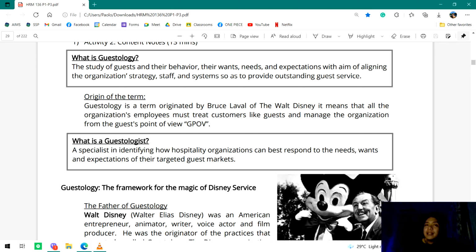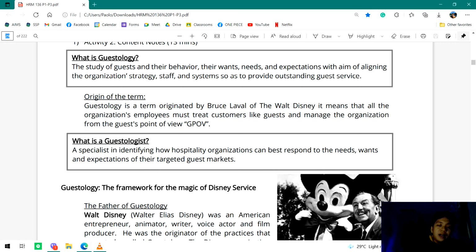I-apply nyo ngayon yung data na malilikom nyo from studying the behaviors, wants, and needs of our guests para tayo ay makapag-strategize, makapagplano, makapag-schedule ng mga staff, makapag-training ng mga staff, at para ma-incorporate yung mga ideas or data na makukuha natin in our system so that we can provide outstanding guest service.